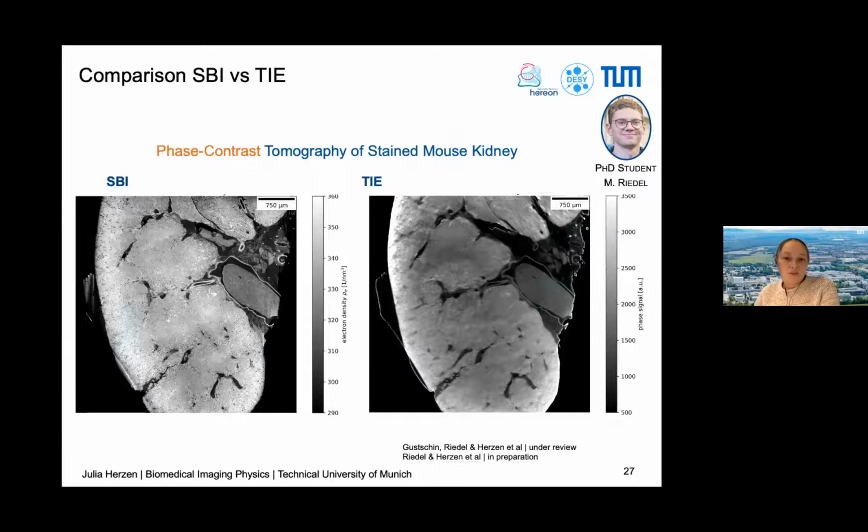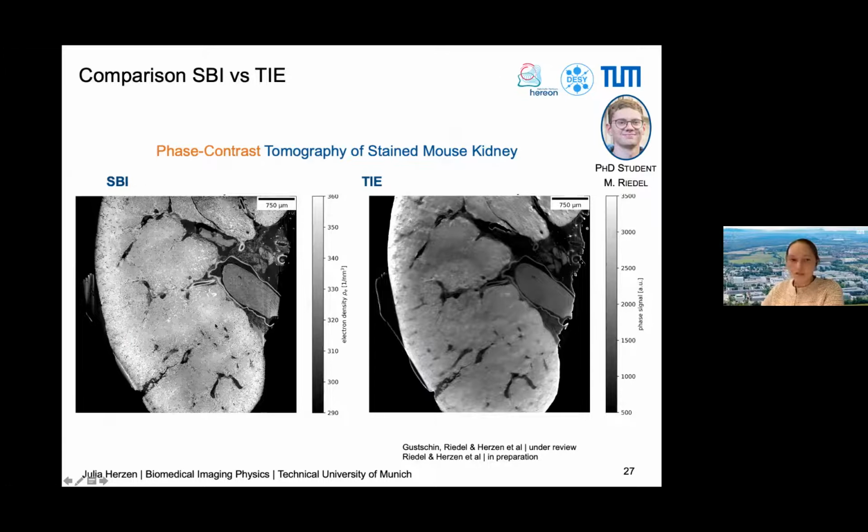So you think of the stained mouse kidney that we tried to retrieve the phase. It's on the right using the Paganin, so the standard propagation-based, and on the left, it's called now SBI. This is the abbreviation for speckle-based imaging. That means you have these small speckles and then you track how they are distorted. And you see that it's obviously working. So we can retrieve the phase here. This is the distribution of the electron density of this stained mouse kidney.